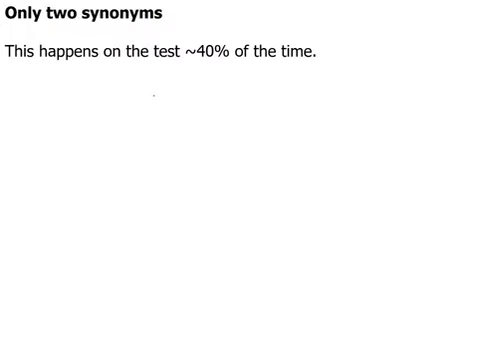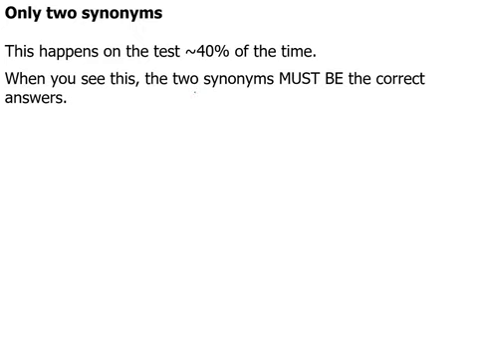First, know that this is not just some rare occurrence. About 40% of SE questions have only two synonyms. And as I mentioned, when you see this, the two synonyms must be the correct answers. So what you really want to do here is make sure that you can detect this pattern, because once you've figured out that this pattern's in play, you can go straight to the answers, which is nice. Okay, but you do want to double check to make sure.